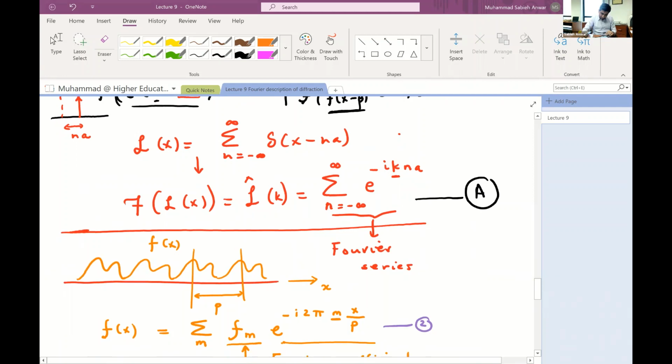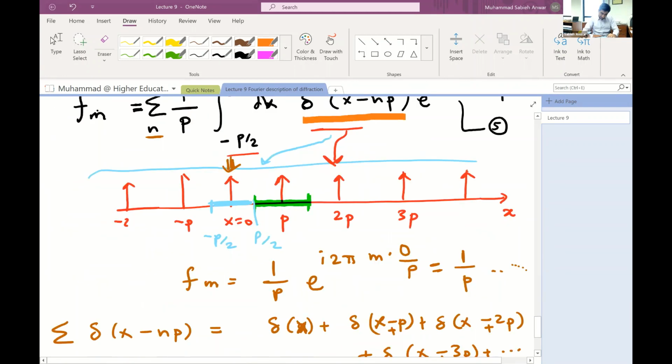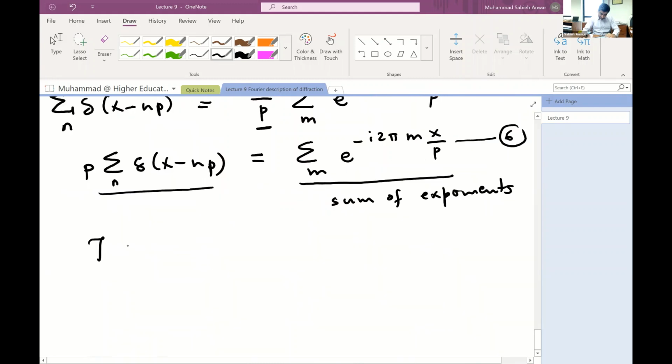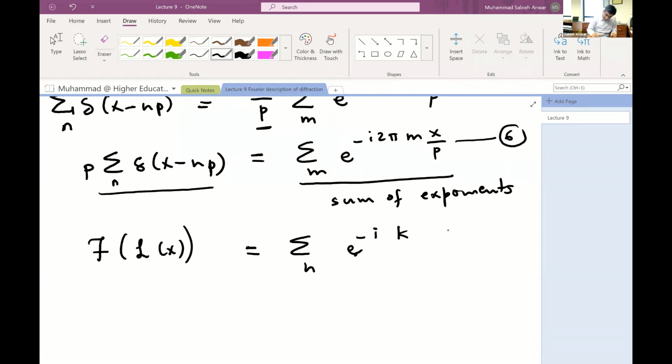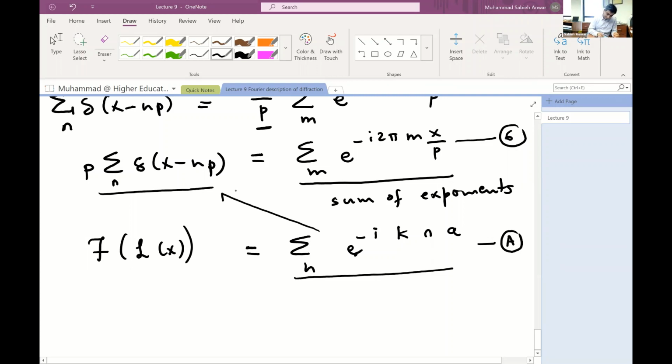So equation number A, the Fourier transform of the lattice, one-dimensional lattice, is given by the sum over n of e to the minus i k n a. This is my equation number A. Now, can you compare equation number 6 and equation number A and write this exponent in terms of Dirac delta functions? Can you work backwards? Of course you can do that.